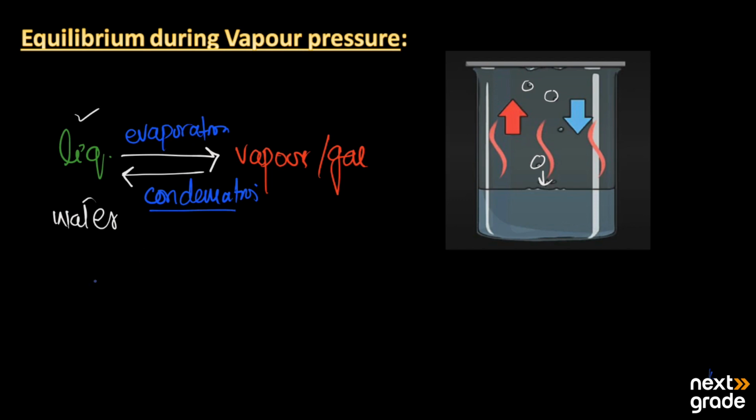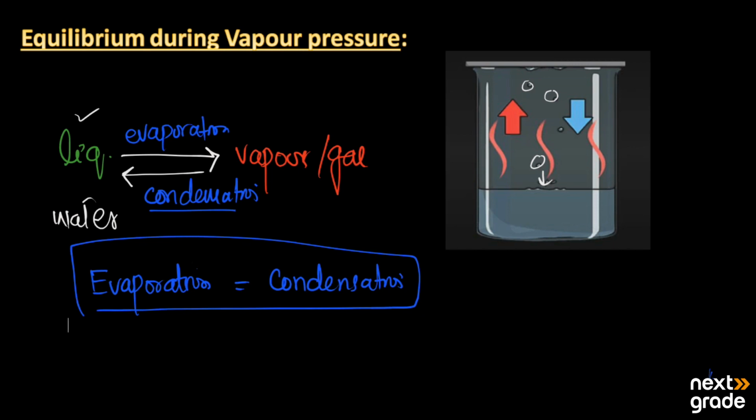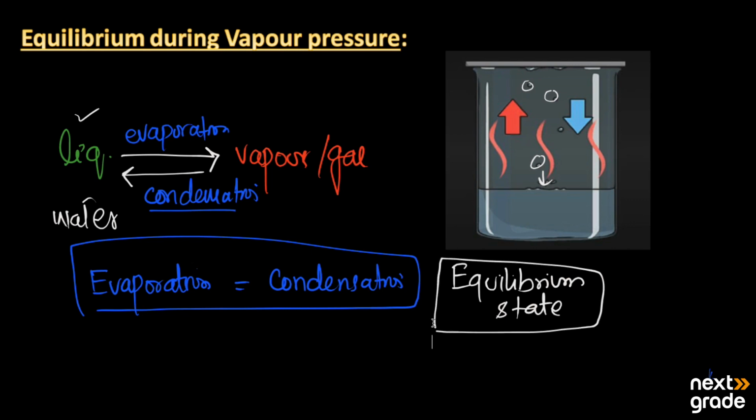A time comes when the process of evaporation becomes equal to the process of condensation. That state is known as the equilibrium state: the number of molecules leaving the surface and changing into the gas phase is equal to the number of molecules changing back into the liquid phase. This state we call the equilibrium state, and we can also look at the vapor pressure at the equilibrium state. The number of molecules leaving the surface and the number coming back to the liquid phase is equal. So this is all about today's lecture.